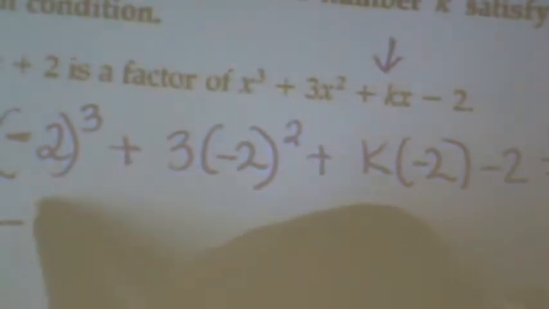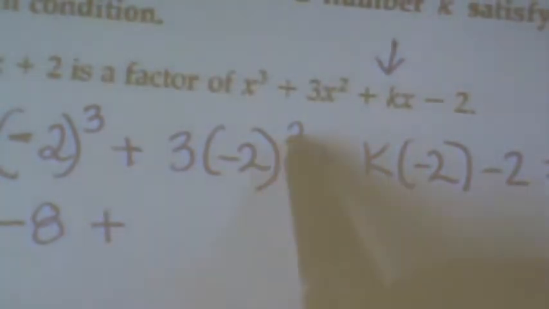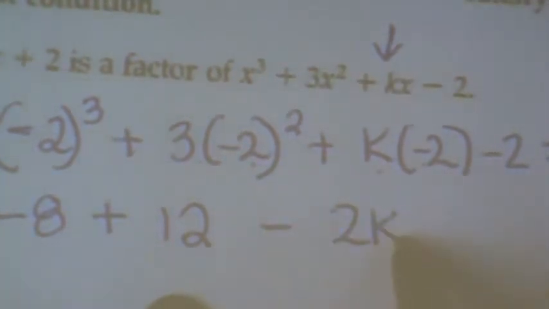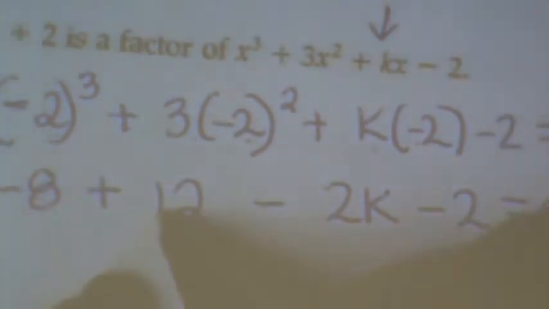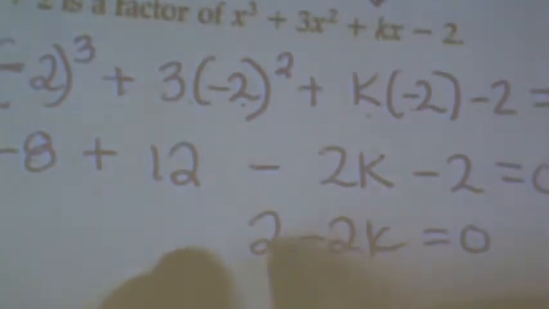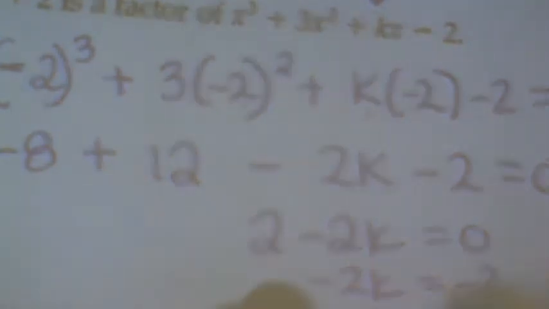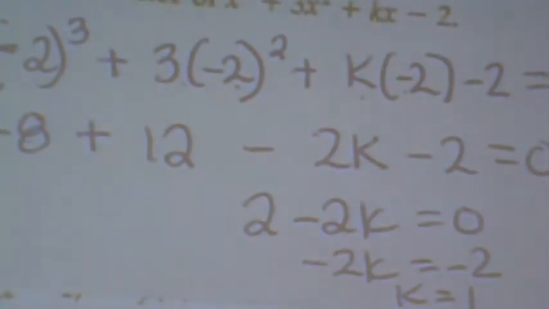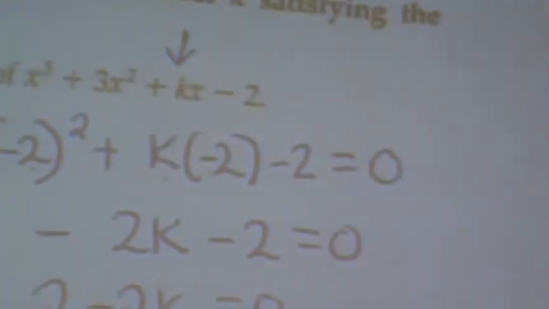-2 cubed is -8, plus, this is 4 times 3 is 12, minus 2k, minus 2. So this is 4, and 4 minus 2 is 2. You have 2 minus 2k equals 0. Subtract 2, and k is equal to 1. So if k is 1, this goes into that evenly. You could have used also synthetic division and plugged -2 outside and done it that way.